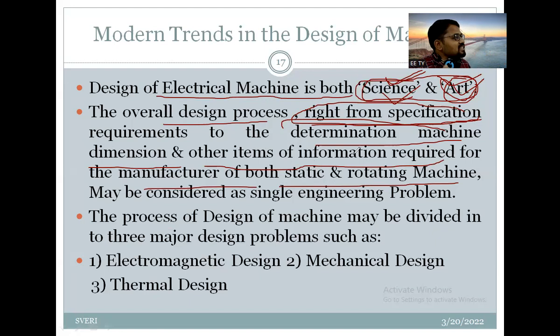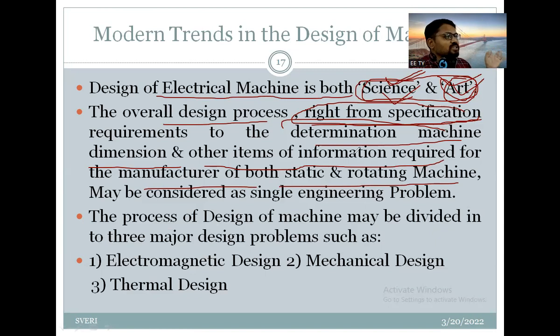Why are we saying this is the base of modern trends of design? Because all these things we are considering in the modern trends of the design. Specifications we are considering, main dimensions we are considering, and next is other information. Other information includes how many we have to manufacture, up to what capacity, and up to which guarantee or warranty period it is going to run. This is the other information required whenever we are going to design any particular machine.